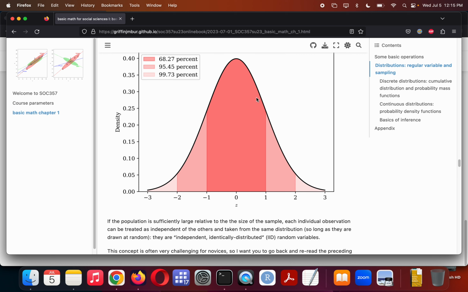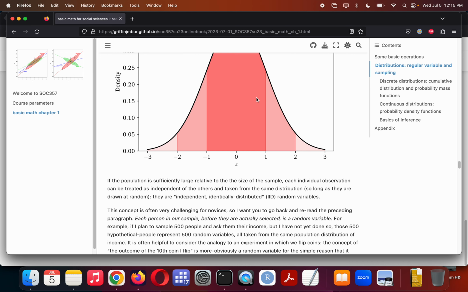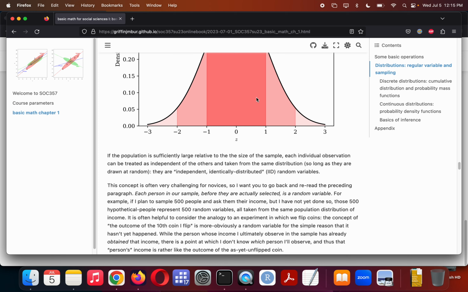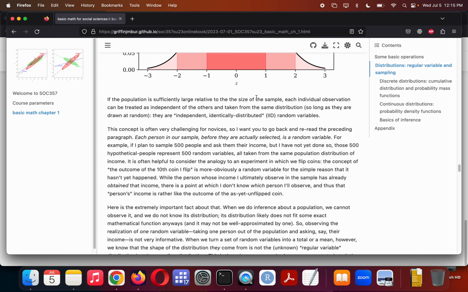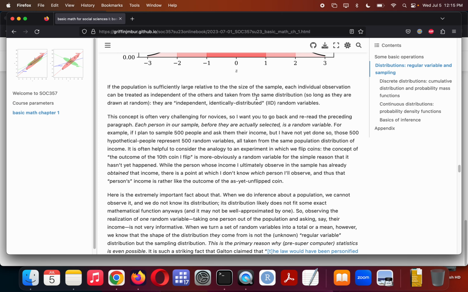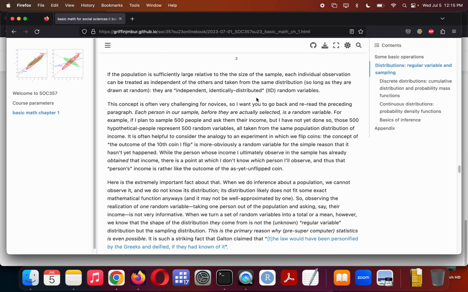And it turns out that we can actually also figure out the mean and the variance of this distribution. So we not only know that it's normal, but we can also figure out, or take a pretty good guess at, the mean and the variance of that sampling distribution, which allows us to say a lot about any one sample. And this is a really important fact. In fact, I would go so far as to say that this is the primary reason that pre-statistics, at least before supercomputers, are even possible.